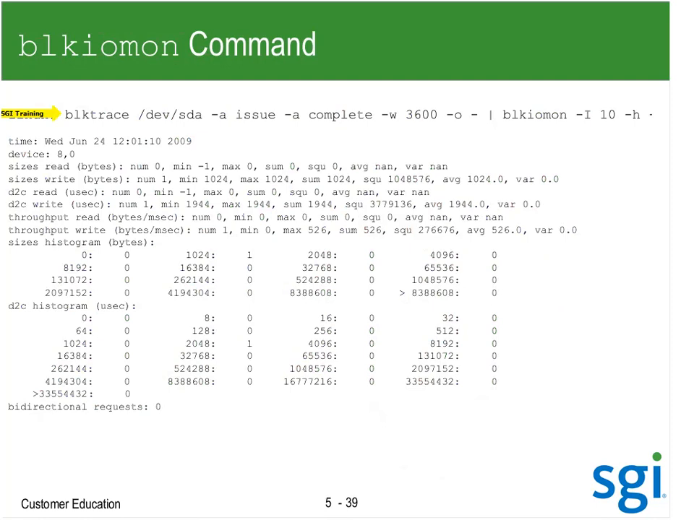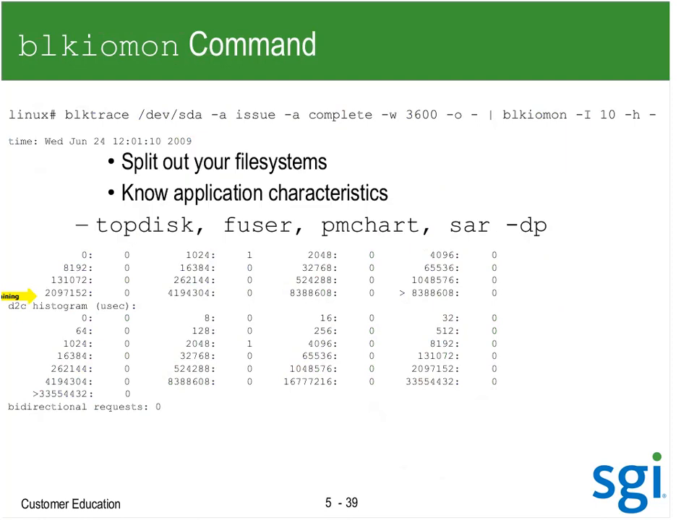Running block trace into block IO mon, and then you're getting a histogram of your packet sizes. So the other case, you're getting each individual IOP, which gets too verbose. This will tell you generally what packet sizes, what IO operation request sizes you're doing.